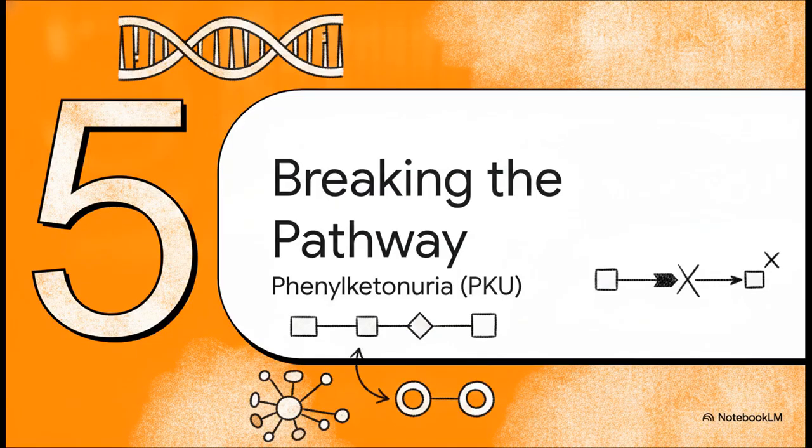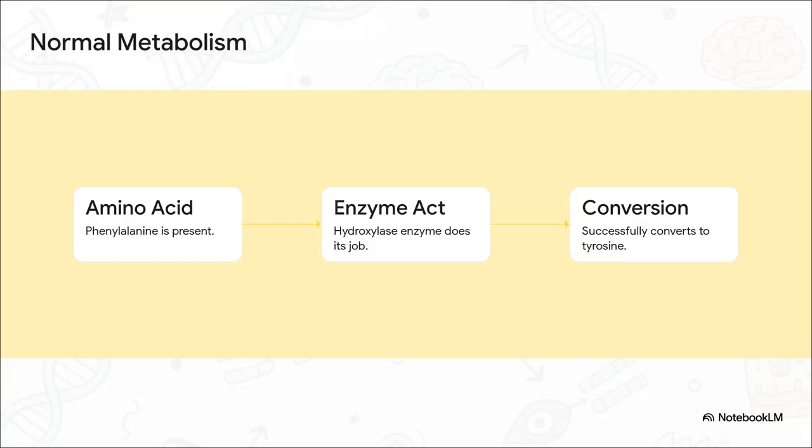Which brings us to Section 5, breaking the metabolic pathway. To truly grasp how wild this is, we need to look at a Mendelian disorder called phenylketonuria, or PKU. Under normal circumstances, this metabolic pathway acts like a super smooth assembly line. Phenylalanine is present in the body. Then, a highly specific enzyme called phenylalanine hydroxylase comes along and successfully converts it into a totally different amino acid called tyrosine. When this works, your biology just hums along perfectly.